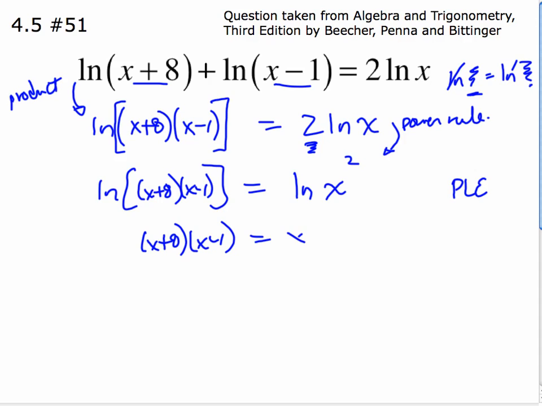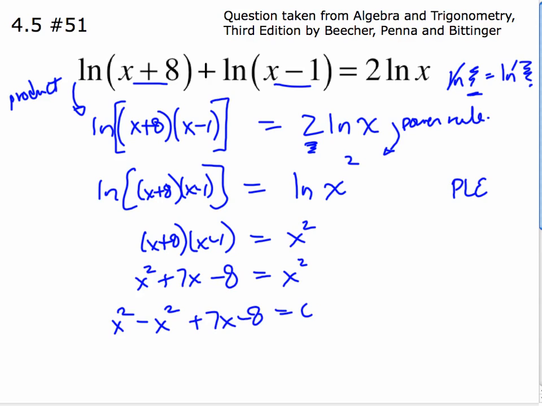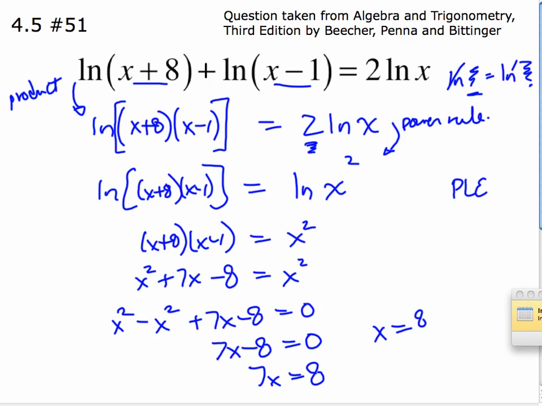Okay, so in dropping the logs, I'm going to have (x plus 8)(x minus 1) is equal to x squared. Let's FOIL this stuff on this side, so it'll be x squared plus 7x minus 8, I think, is equal to x squared. Since it's an x squared, I'll bring everything over to the one side, so I'll have x squared minus x squared plus 7x minus 8. And then, oh, these cancel out. So I'll just have 7x minus 8 is equal to 0. Take the 8 to the other side. Divide both sides by 7. And I'll get x is equal to 8 over 7.